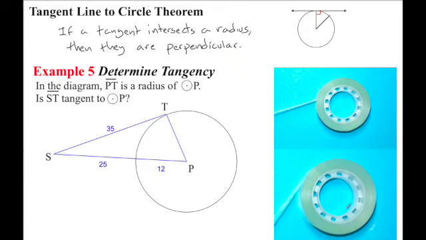Okay, well, we could use this property in a number of ways, and we're just going to check this out. Here we have a circle and we have a line ST. It says in the diagram, PT is a radius of circle P. So this is the center of the circle. And is ST tangent to P? So we're just going to determine if this line is tangent to the circle.